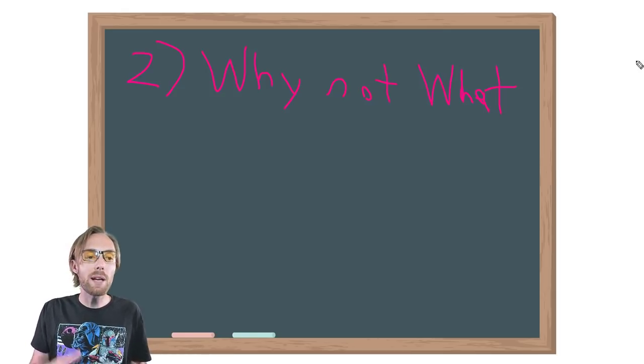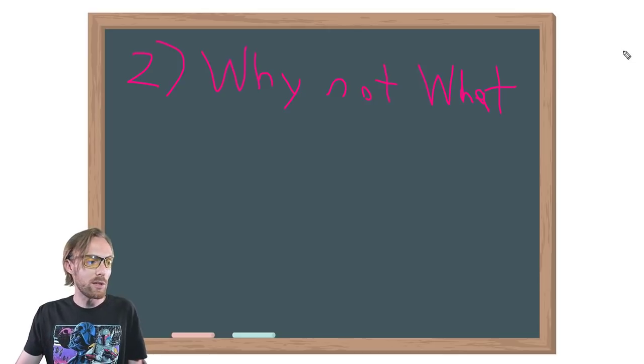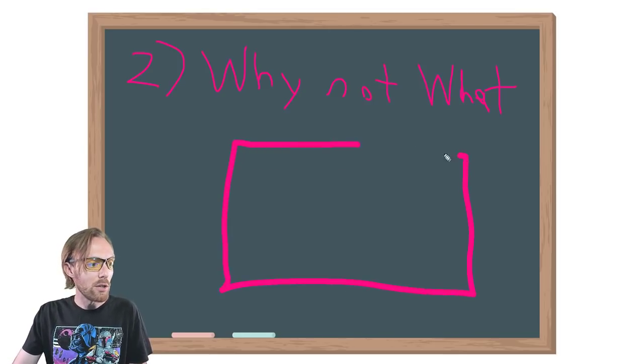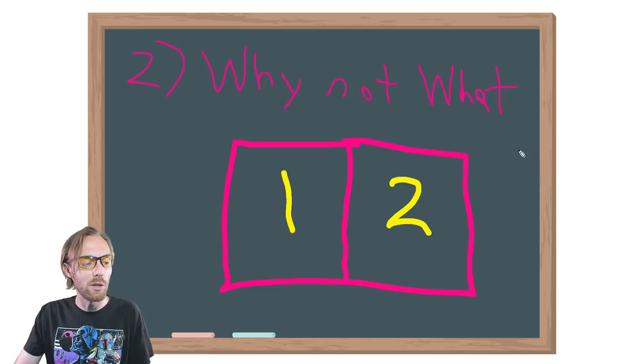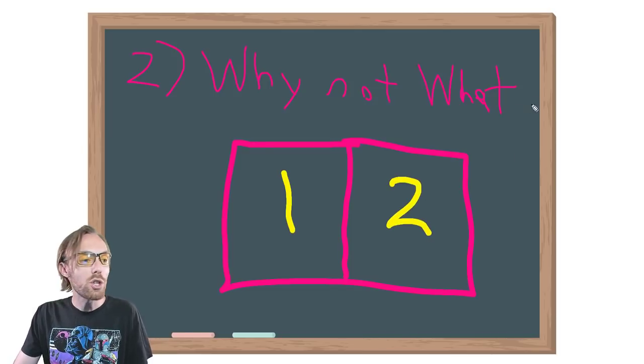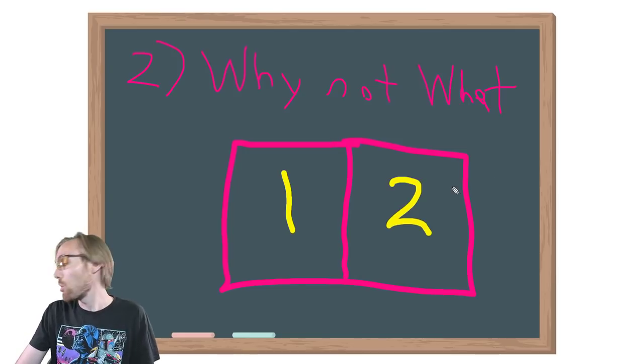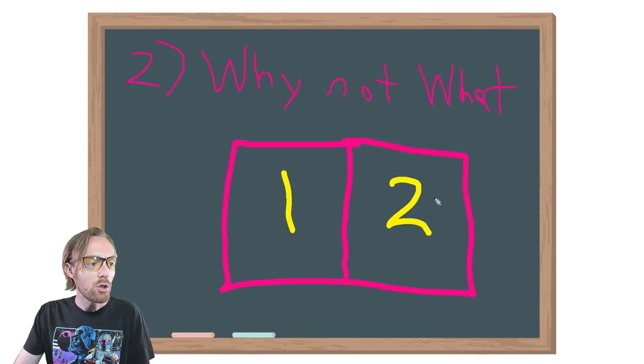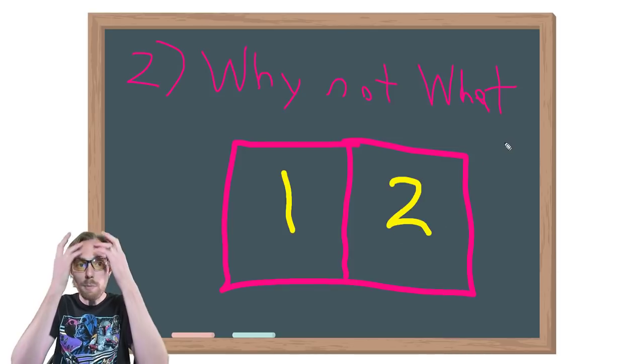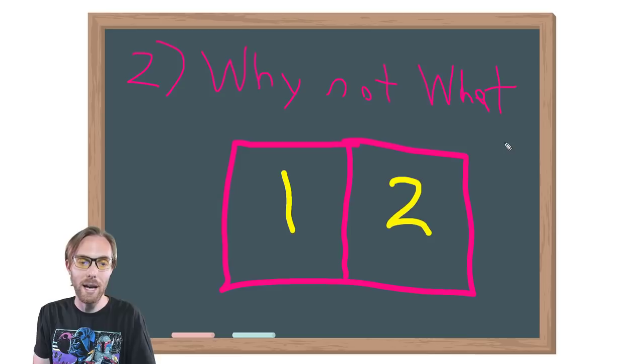But you should be asking why, not what, when you see a thumbnail. When you see an element in a thumbnail, let's say there are 2 elements, and I'm going to make a very simple thumbnail here for this example. You have element 1 and element 2. As a viewer, you should never be wondering what either of these elements are in the thumbnail. You shouldn't wonder what number 2 is or number 1 is. It should always be clear what that is.